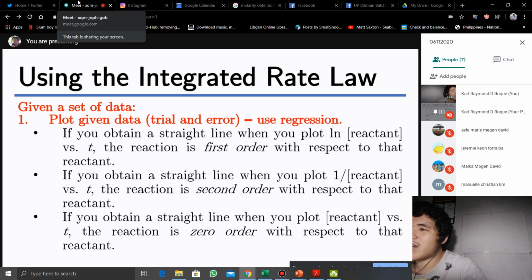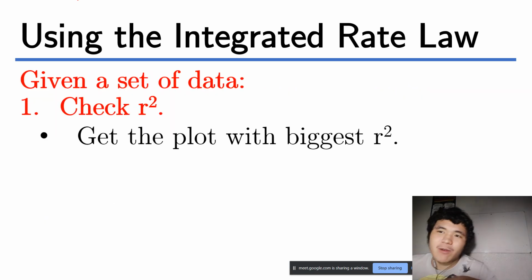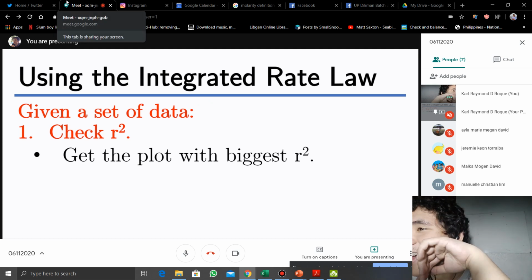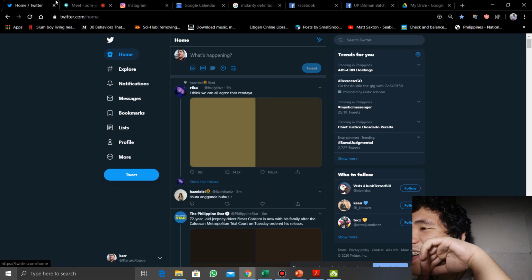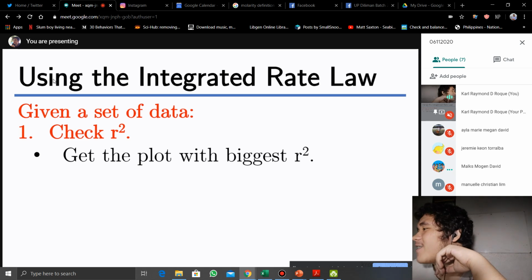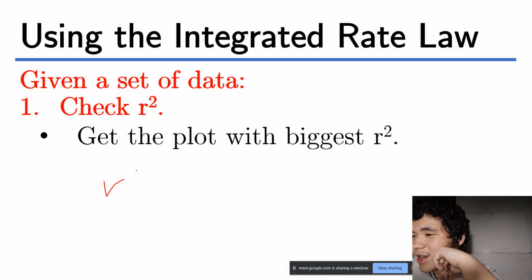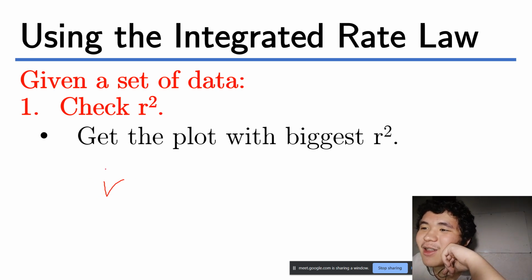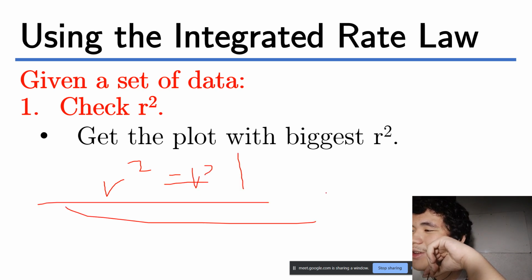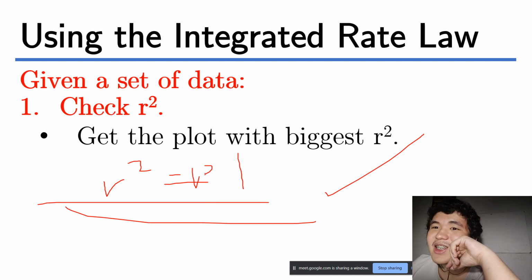Ayan. So, bali, tatlong table yung gagawin niya parati. You'll see later. Yung isa, ln[reactant] versus time. Tapos, yung susunod, 1 over [reactant] versus time. Yung isa, zero order, yung concentration versus time. May Excel ako for this. So, ngayon, check yung R squared. Na-discuss nyo kung ano yung R squared. Ang R squared, yun ang correlation coefficient. Actually, R lang, pero sa research, parating tinitignan R squared. Mas reliable kasi yun. So, the nearer it is to 1, the better it is. I-compare niyo yung R squared ng tatlo, tas get the biggest one. That's the order the reaction follows.